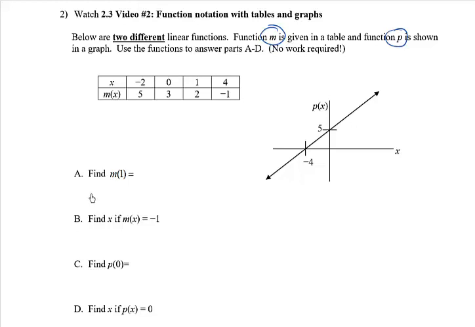Okay, let's start with part A. Part A says find m of 1. That's how you would say that, m of 1. What does that mean? It means go to function m. Well, function m is the table, so I'm definitely going to be looking up here somewhere. Go to function m and stick 1 into it.